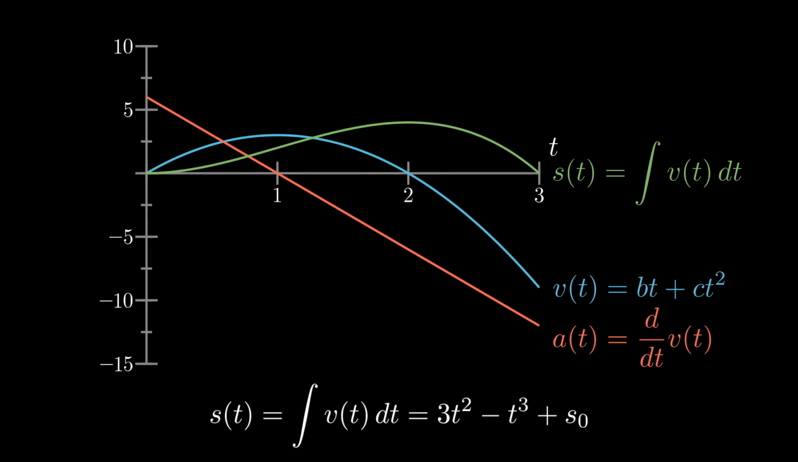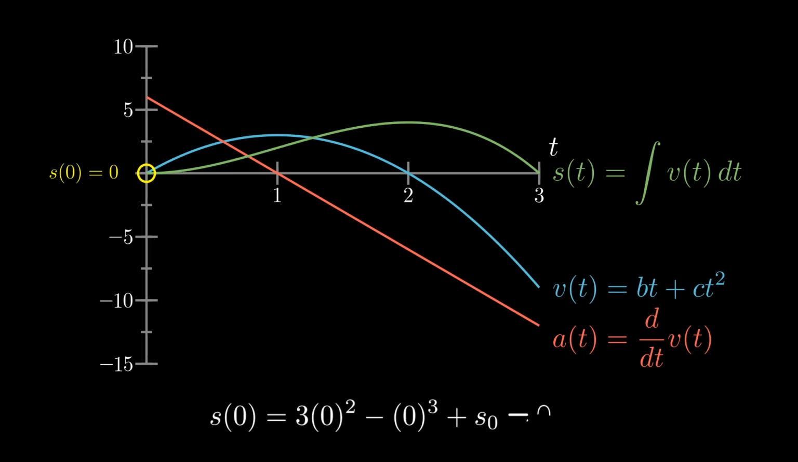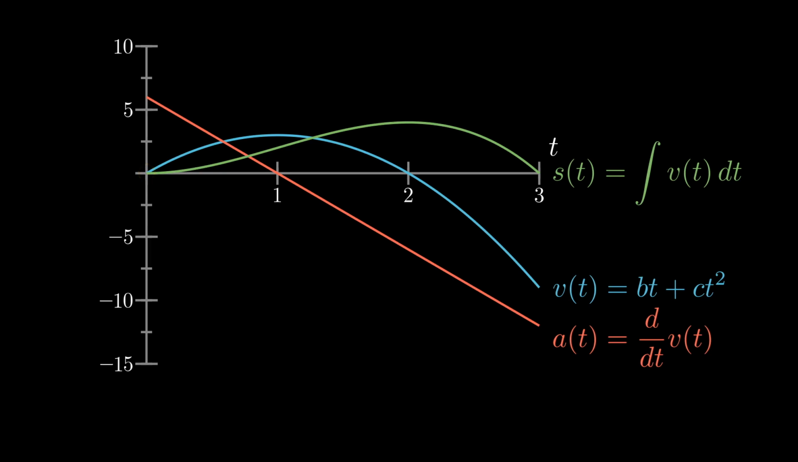Well, it looks like the problem gives us an initial condition. We're told that at time 0, the position is at 0. Substituting in 0 for both s and t shows that s naught is equal to 0. Now that we have the complete position function, we can solve the rest of the problem. This is where it's really important to read the question carefully. The problem is asking for the total distance covered, not the displacement.